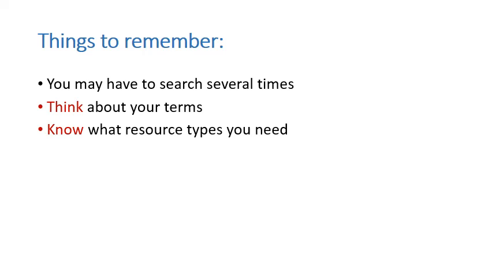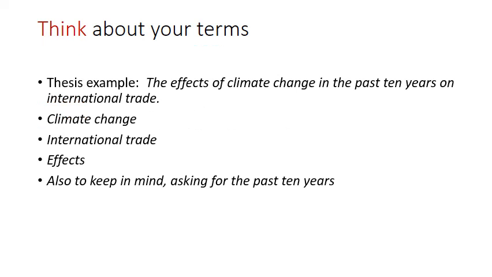Things to remember before you begin searching for library materials on the library website. You may have to search several times in order to find your material. You need to think about your search terms. And you have to know what resource types you're looking for. Are you looking for books or ebooks or academic journals? That should be clear before you begin your assignment.